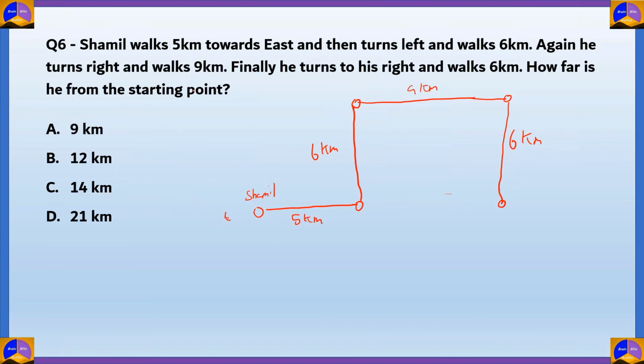How far is he from the starting point? So we don't need to calculate this whole distance. We just need to calculate this much. We know this part is 5 kilometers. Now to find this, we can ignore the 6 kilometers because it's just a height. It's not used for length. And which means that this is equal to 9 kilometers because it looks similar to this line over here. So the answer would be 9 kilometers plus 5 kilometers, which is equal to 14 kilometers, which gives us the answer option C.